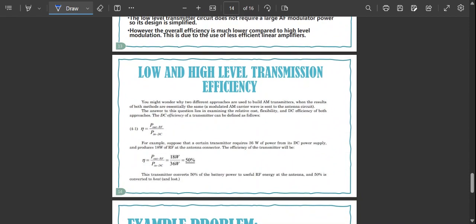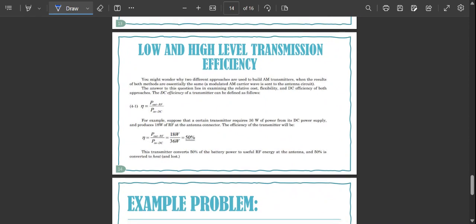So, in brief, the working of an AM transmitter can be explained as, let's say, the audio signal from the output of the microphone is sent to the preamplifier, which boosts the level of the modulating signal. And then the RF oscillator generates the carrier signal. Both the modulating signal and the carrier signal are sent to the AM modulator. The power amplifier is used to increase the power levels of the AM wave, and the wave is finally passed to the antenna to be transmitted. Here we have the low and high level efficiency of transmission. So this is how it's done.